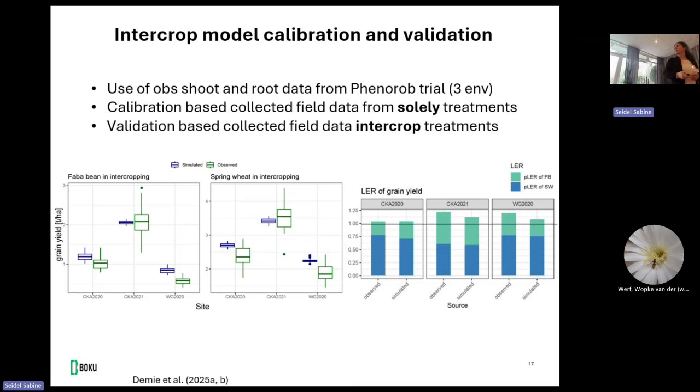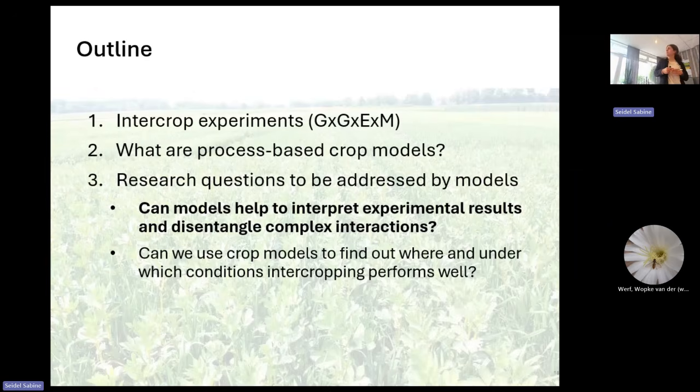Okay, now we're coming to the third part. Can models help to interpret experimental results and disentangle complex interactions? First of all, we used the model to simulate water uptake. You can imagine it's quite difficult to measure water uptake, and especially to measure water uptake for specific soil layers. You need isotopes, or it's really a super complicated thing. So this is a good task for a model.